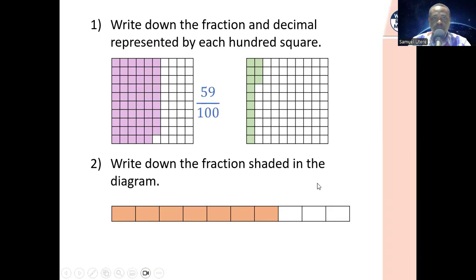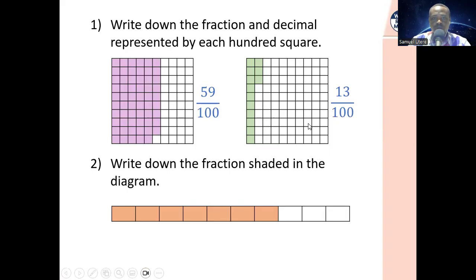For the first one, you were asked to write down the fraction and decimal represented by each 100 square. Here you can see that there are 50 squares shaded plus 9 squares. So that is 59 hundredths. In the next one, there are 10 squares shaded and 3. So that's 13 hundredths. If you do not understand this, you can watch the lesson that we did some time ago about 100 squares, how to shade 100 squares and how to interpret them.